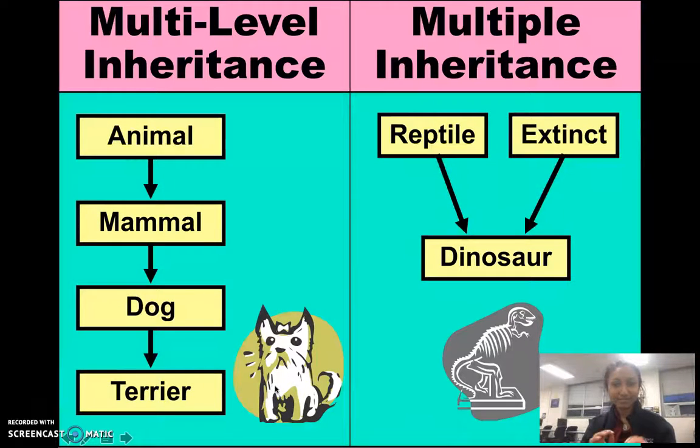Let's just look at a flowchart example of this. So you have animal, mammal inherits animal, dog inherits mammal. I don't know how to say this, I'm going to butcher this name, but I'll still try. Terrier inherits dog. So that's your multi-level inheritance. What is multiple inheritance? Like dinosaur inherits reptile and extinct. This is multiple inheritance. This is in C++, not in Java. This is the only thing that's there in Java, okay? Multi-level inheritance.